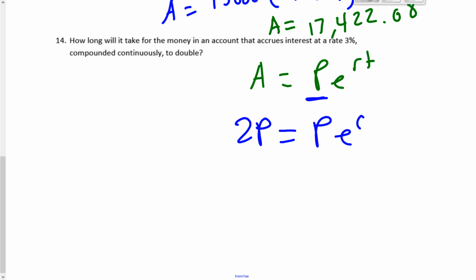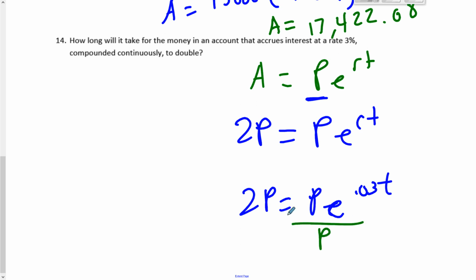So my rate, it's okay that you don't know your principal. Your rate is 0.03, and my time is, I don't know. I want to figure out how much time it will take to double. Well, go ahead and solve this for t. First, we need to get rid of multiplying by our principal, so we divide. That means our P's are now gone. So we get 2 is equal to e raised to 0.03t.